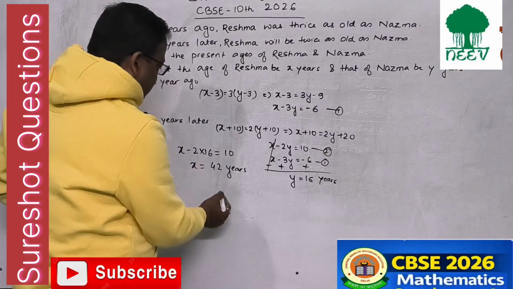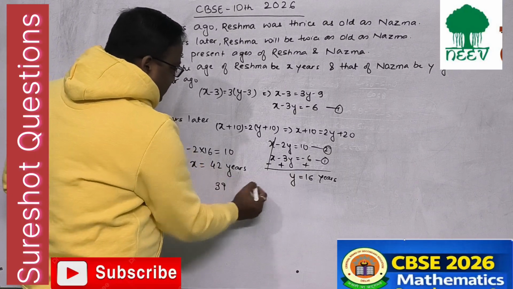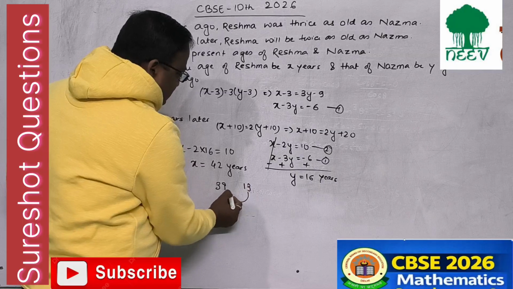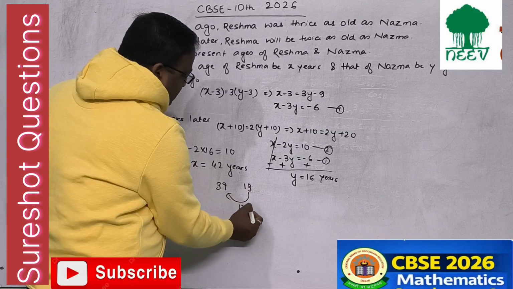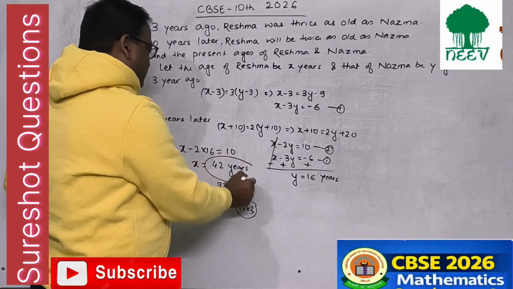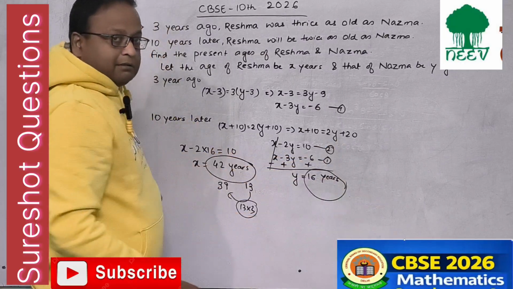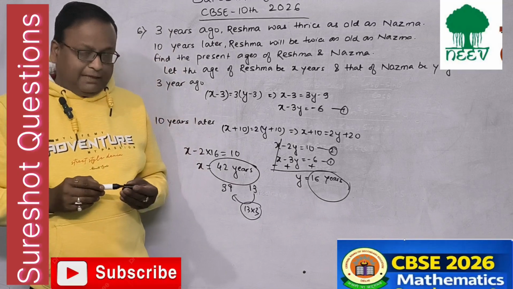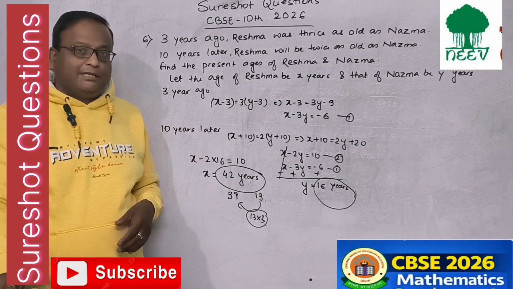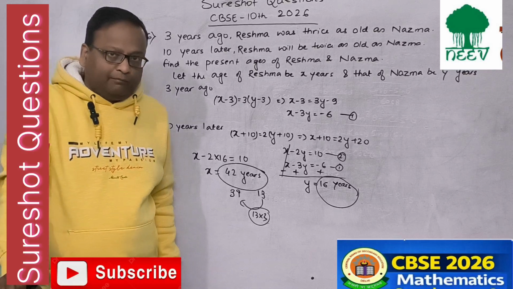3 years earlier. So 3 years ago means 39 years, and 3 years ago for Nazma is 13 years. This is 13 into 3. Verified. So your answer is Resma is 42 years and Nazma is 16 years. Clear? Whenever you solve this type of question, just verify it once to make sure that you have solved it correctly.